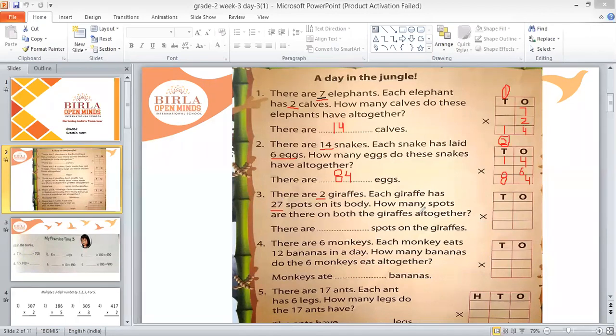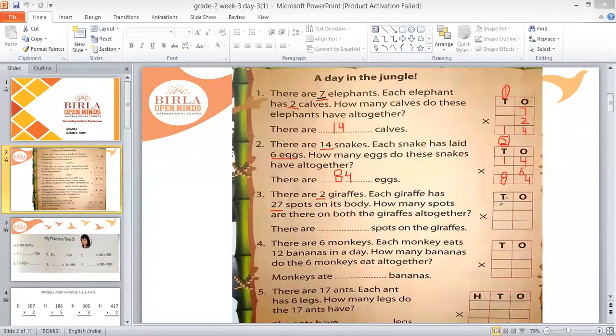How many spots are there on both the giraffes altogether? If one giraffe has 27 spots, then two giraffes will have how many spots? They are asking. Again, they gave you information only about one giraffe and they are asking you about two giraffes. So, same procedure, we will multiply the given two numbers. Again, I'll repeat that whenever you are writing numbers, you will always write a two-digit number first and then a one-digit number.